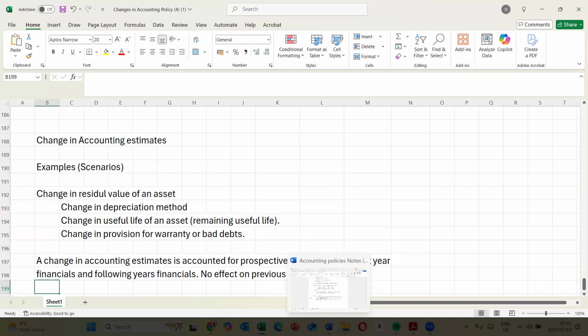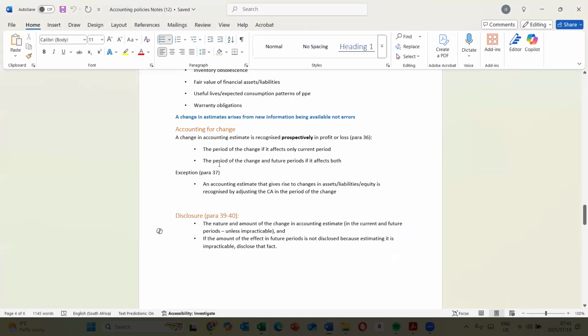And then let's proceed now to see what's going on. The period of the change, if it affects only the current period, and then the period of the change and the future period, if it affects both. So they're just telling us that the change in accounting estimate, we account for it during these periods. So that's what we account for. And then exception.